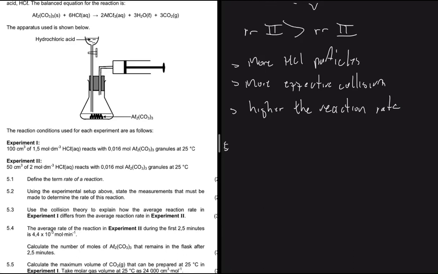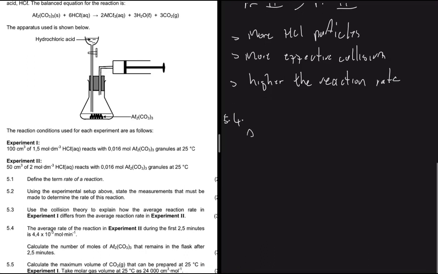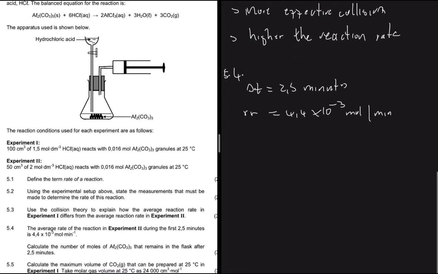5.4 says the average rate of the reaction in experiment 2 during the first 2.5 minutes is 4.4. So let's write that down. We have delta t, which is 2.5 minutes, and then we have the average rate of reaction, which is 4.4 times 10 to the minus 3 moles per minute. And then the question says calculate the number of moles.